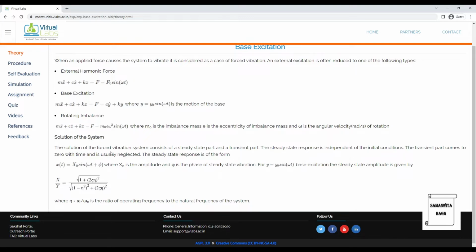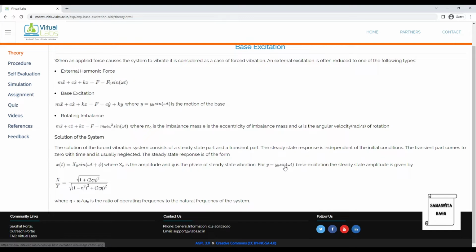The solution of the forced vibration system consists of a steady part and a transient part. We have already discussed this in the 4th experiment. The steady state response is independent of the initial conditions. The transient part goes to 0 with time and is usually neglected. The steady state response is of the form x of t is equal to x naught sine of omega t plus phi. x naught is the amplitude, phi is the phase of the steady state vibration.